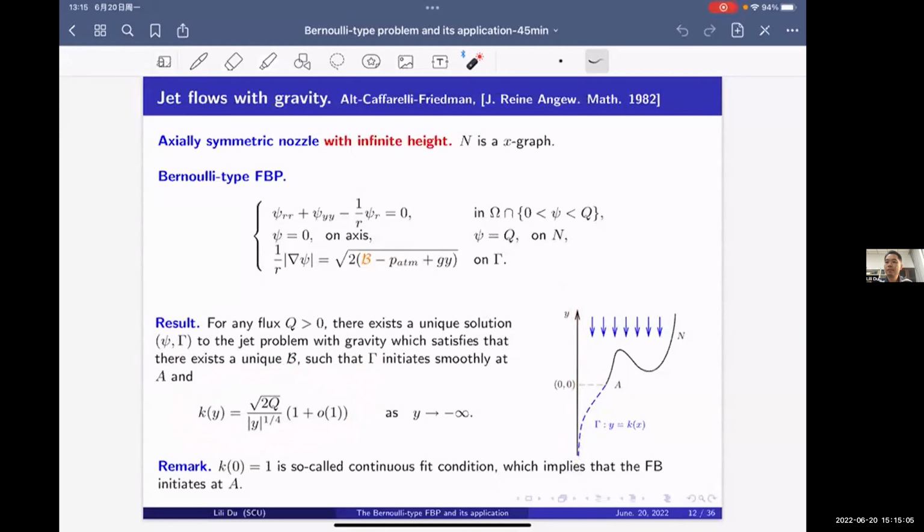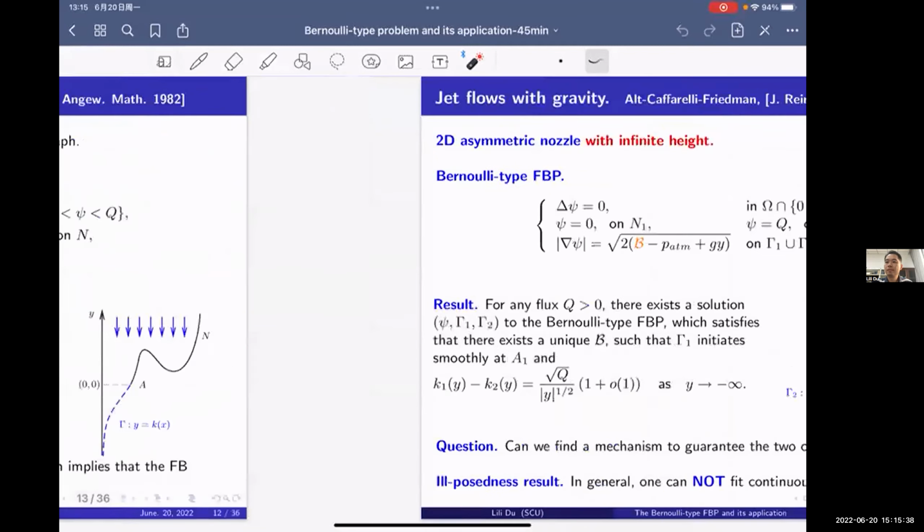The key point of the result is that the Bernoulli constant B is regarded as a parameter to solve the jet problem, and we can adjust the quantity of B, the Bernoulli constant, such that the free boundary gamma connects to the endpoint A. This is a perfect existence result for the axially symmetric case.